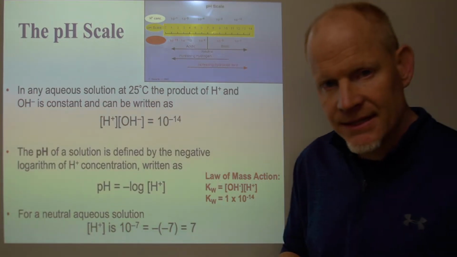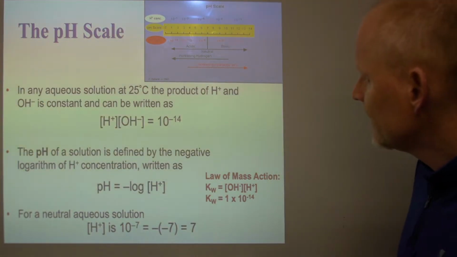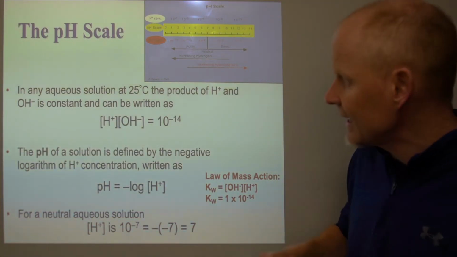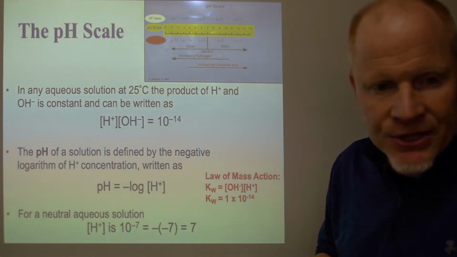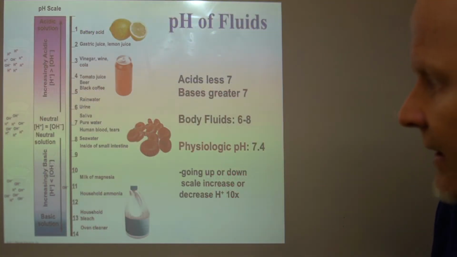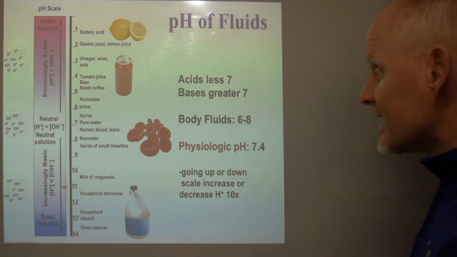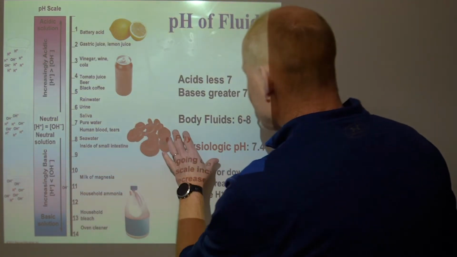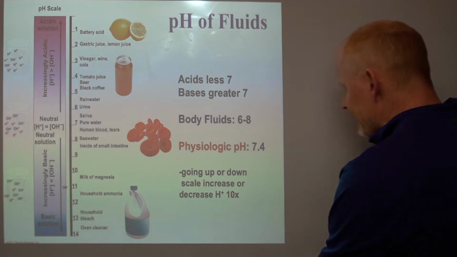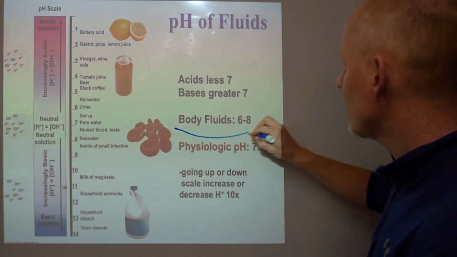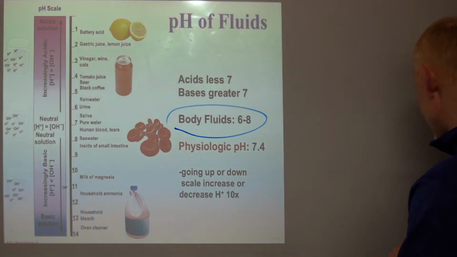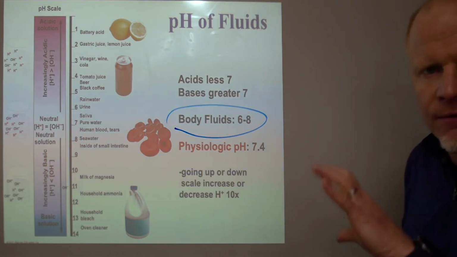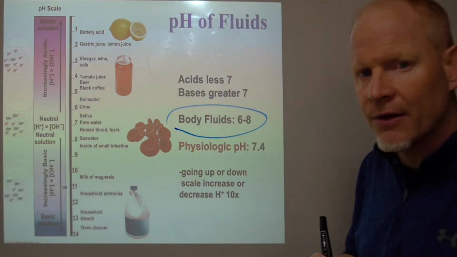So hopefully that makes sense, right? If it doesn't, please ask. But that's the basis of pH. And as I mentioned, pH is very, very biologically relevant. So here is the pH of some fluids. To give you an idea, typical body fluids are around 6 to 8, right? So they revolve around neutrality, or the neutral mark.